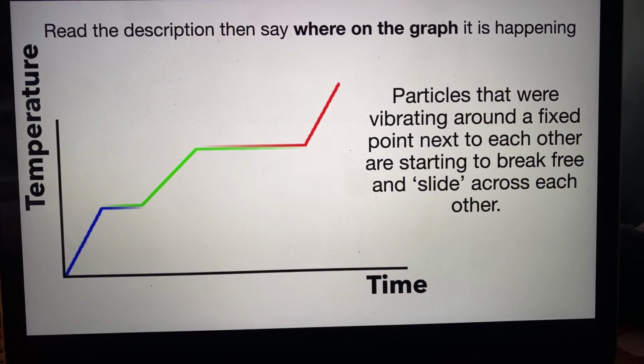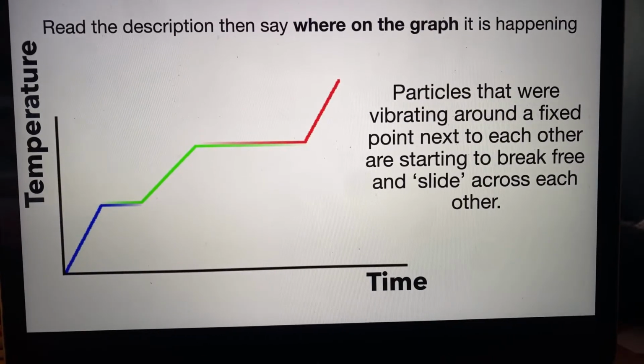Particles that were vibrating around a fixed point next to each other are starting to break free and slide across each other. What do you reckon? Where is that on this graph?